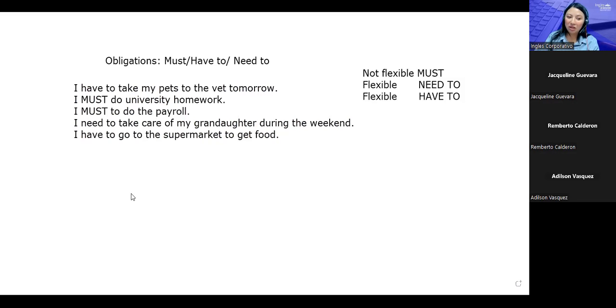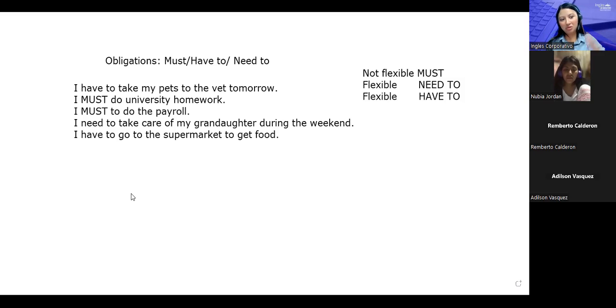Have to. ¿Por qué no? Porque podría ser que exprese un compromiso menor. Pero need to, sí, estoy comprometida a hacer la actividad. Es cierto, no la voy a cambiar por otra. Pero cuando me dicen must, es obligación. No puedo negociar con eso. Number five. I have to go to the supermarket to get food.